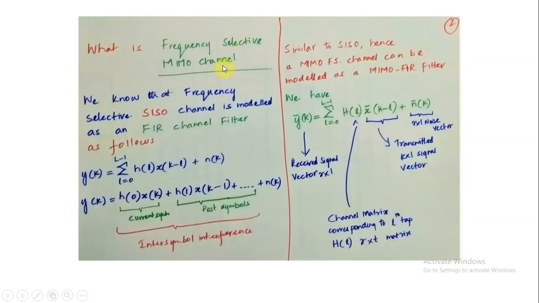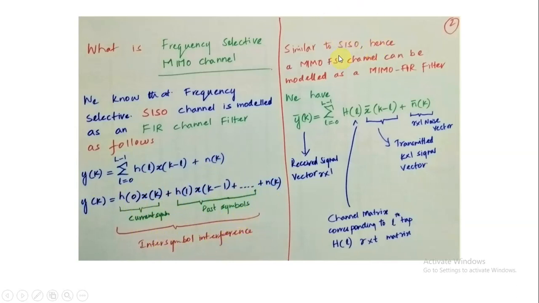So what is a frequency selective MIMO channel? We know that a frequency selective SISO channel is modeled as an FIR channel filter as follows. Yk is given by the sum over l equal to 0 to L minus 1 of Hl times x(k minus l), plus Nk. So Yk would be equal to H0 into Xk plus H1 into Xk minus 1 plus Nk. This is the current symbol which has to be detected at the receiver. These are the past symbols. So the combined effect causes inter-symbol interference.